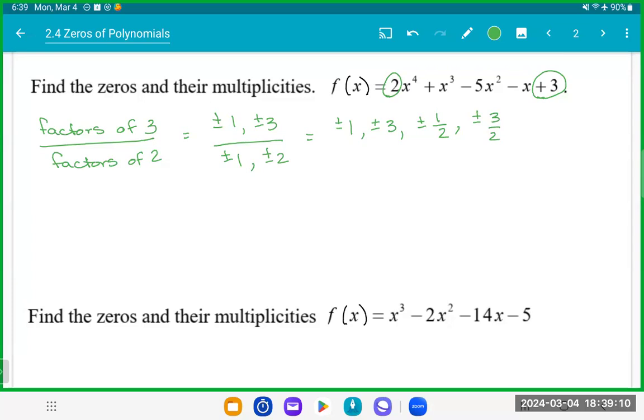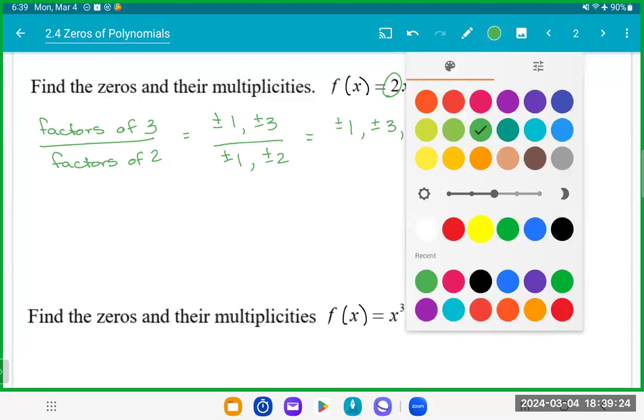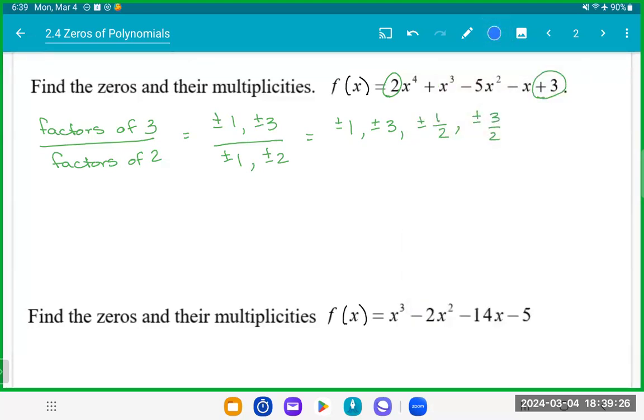Okay. Now, this problem isn't asking us to just list our possible zeros. This one's actually saying, hey, go find the zero and tell me what that multiplicity is. So we can do that by using our synthetic division. So let's just pick one. Let's just start with 1. And excuse me, we have 2, 1, -5, -1, and 3. Those are just our values from up here from our problem.